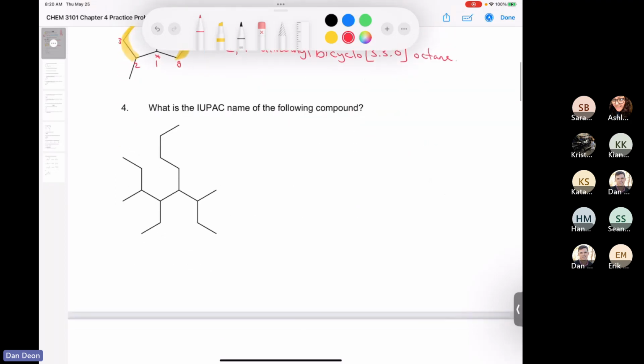Let's move on to number 4. Just give us a plain old IUPAC name. Did anybody do this one and find the longest carbon chain? Anybody found the longest carbon chain in this one with the most branches? Yeah, it's nonane, isn't it? Okay, well, yeah, absolutely.